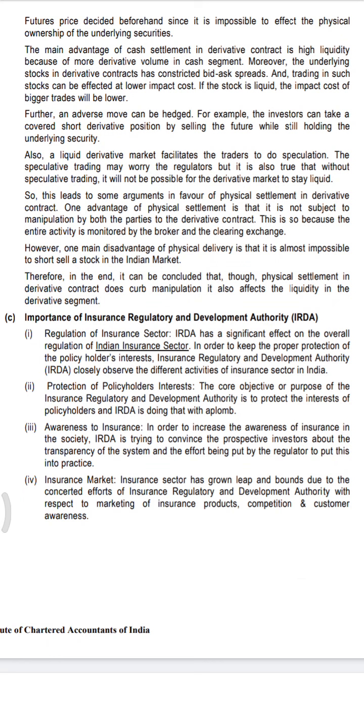For example, the investors can take a covered short derivative position by selling the future while still holding the underlying security. फ्यूचर बेच दिया और सिक्योरिटी होल्ड करी हुई है, तो उससे शॉर्ट कर सकते हो.